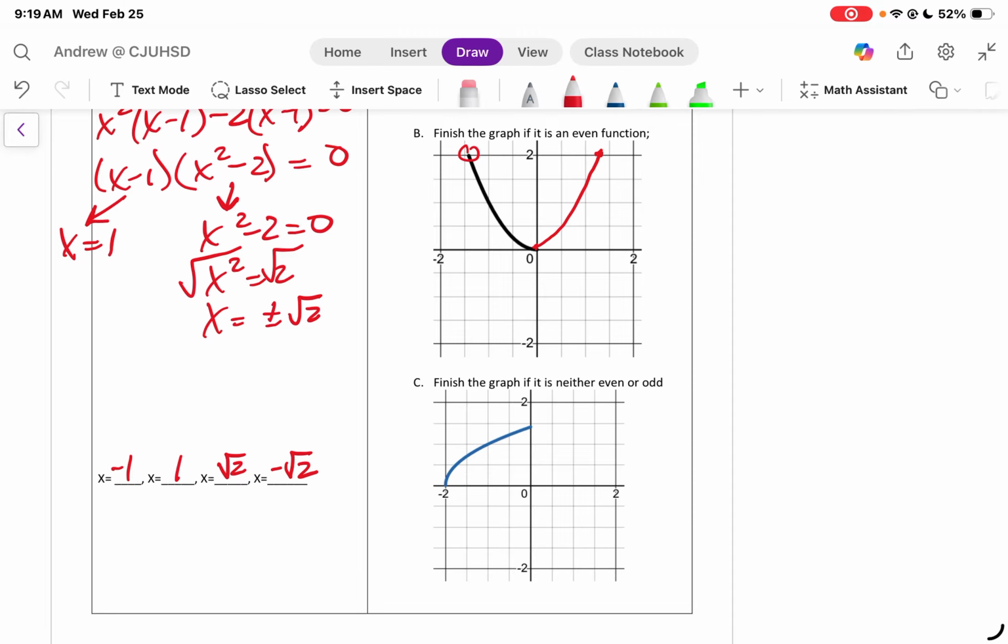And then finish the graph if it's neither even or odd. You could do almost anything. Just don't rotate it and don't reflect it across the y-axis. So I could just do a little noodle over here, something like that. No, it's neither even or odd.